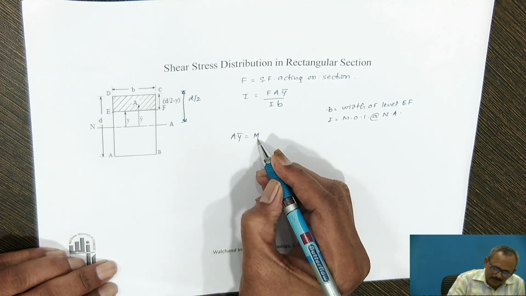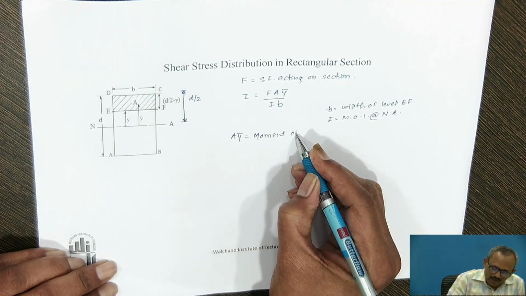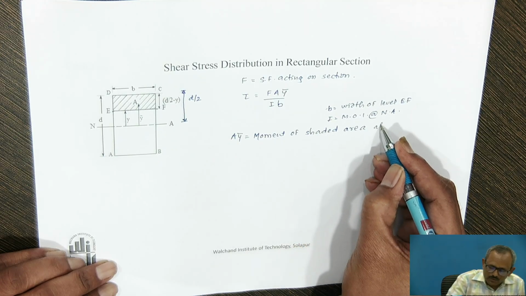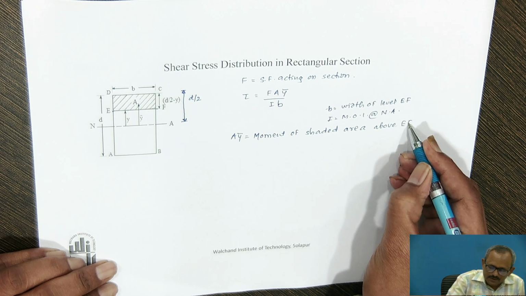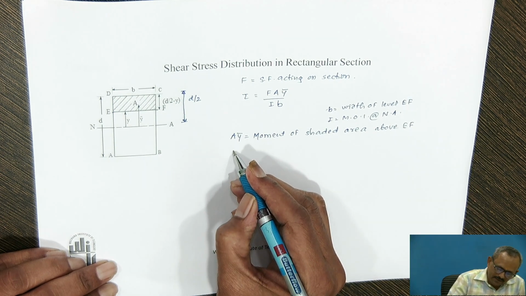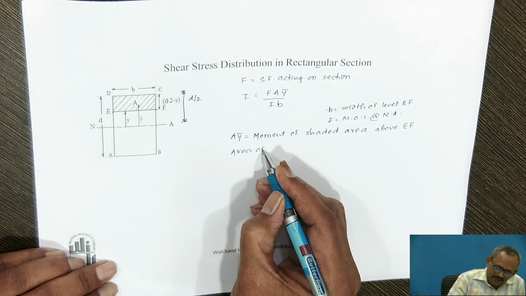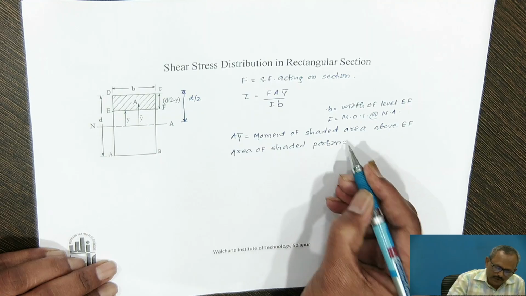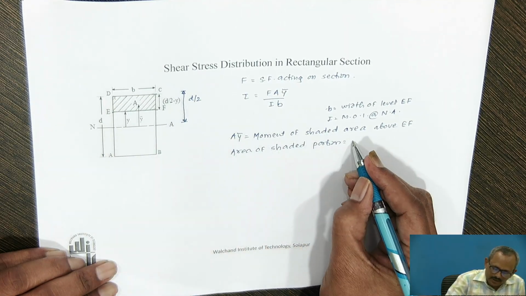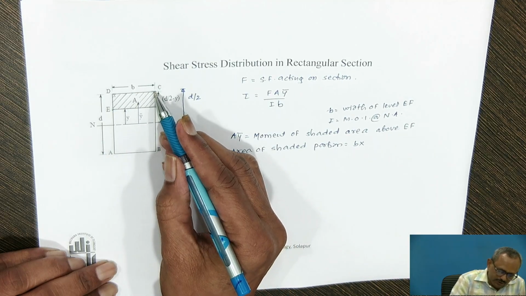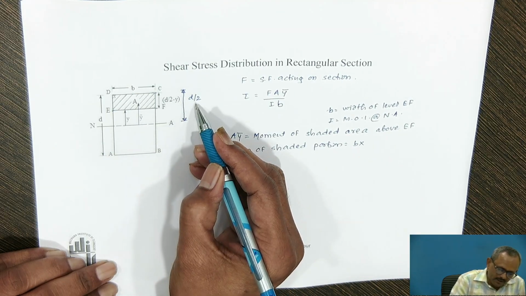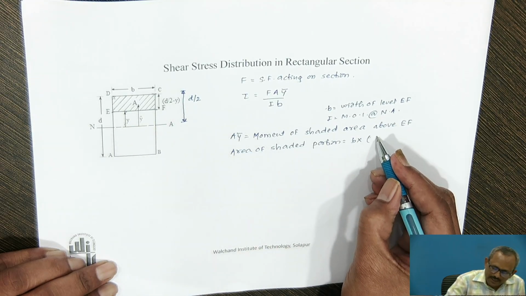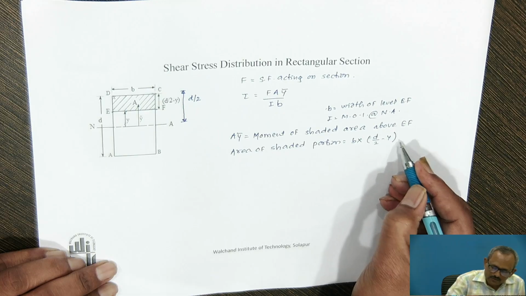A into y bar is nothing but the moment of shaded area above level EF. So, first of all, we will calculate the area of shaded portion. Width of the shaded portion is B into depth of the shaded portion. Depth of the shaded portion can be obtained by d by 2 minus y. So, depth will be d by 2 minus y.